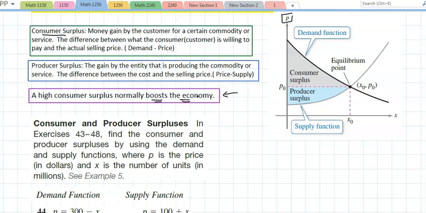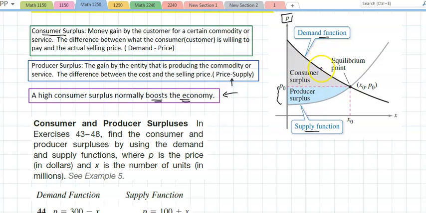So the producer surplus is really the difference between the price and the supply, and the consumer surplus is actually the difference between the demand and the price.